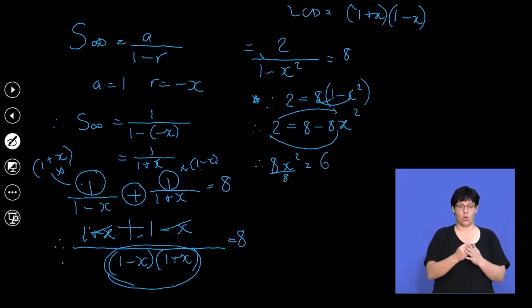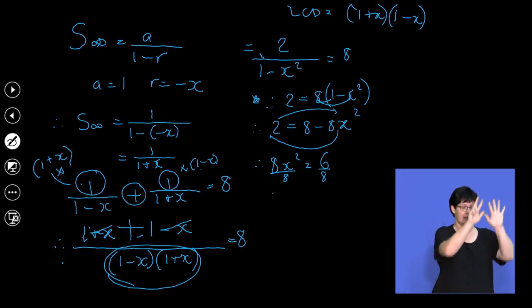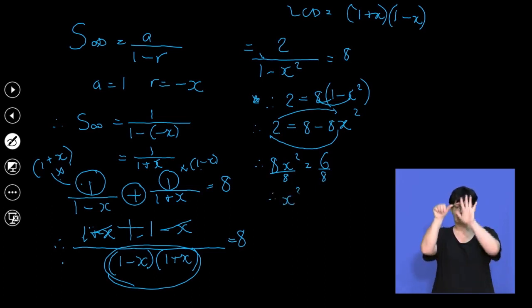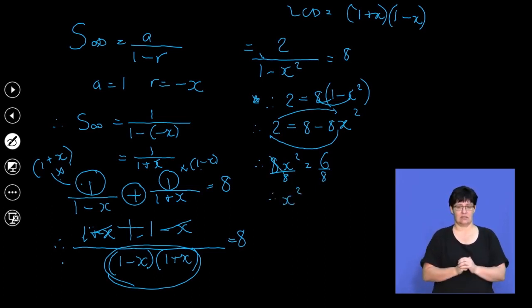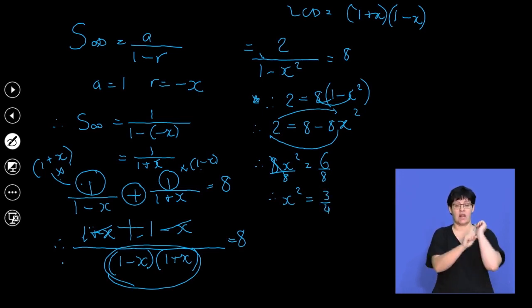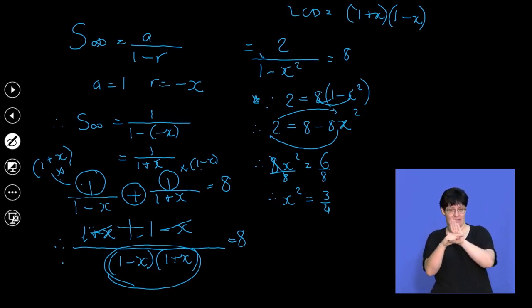Okay, we can now divide both sides by 8. Therefore, we have x squared is equal to 6 over 8, which we can simplify to 3 over 4. And the very last step is that we need to now square root both sides. And don't forget, it's really important that when you take the square root of any number, you have both a positive and a negative root. And that's where you're getting your two solutions for the quadratic equation.